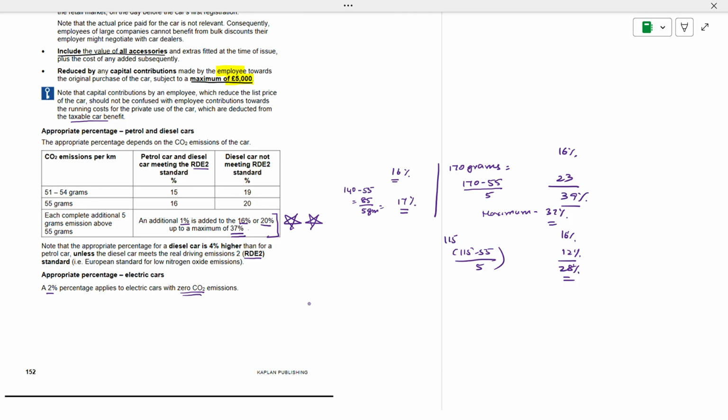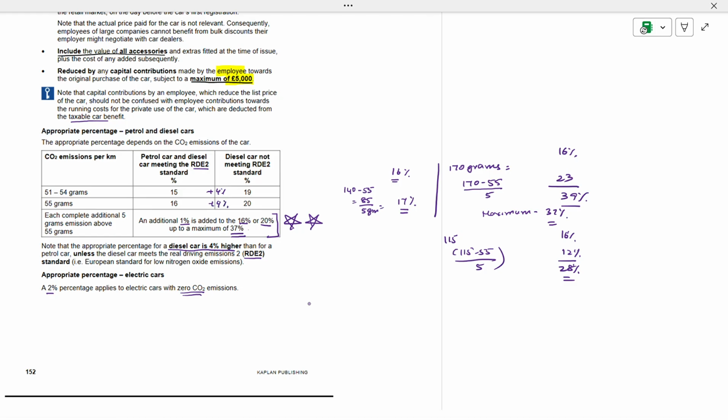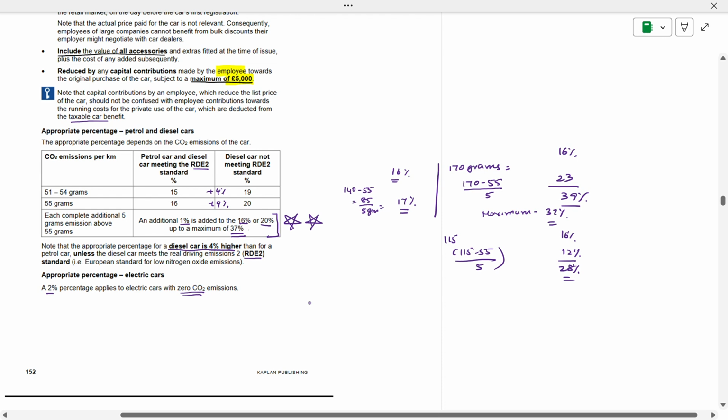And you have to add 4. We have to add 4. The diesel car is 4% higher than the petrol car. Here also you are adding 4%. 15 plus 4, 19. 16 plus 4, 20. Now, this is the first thing. Are you clear about this?